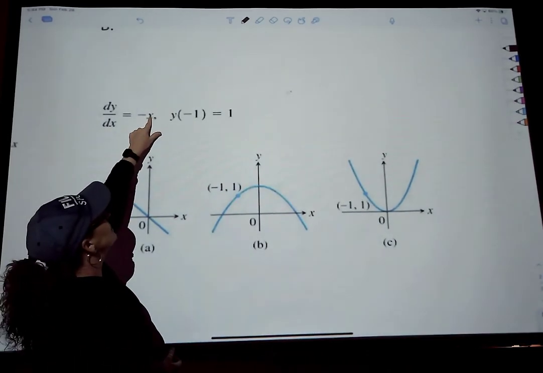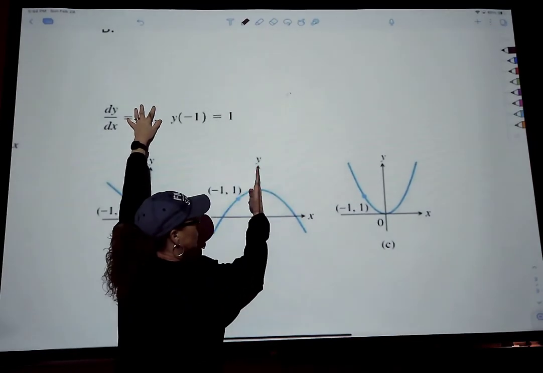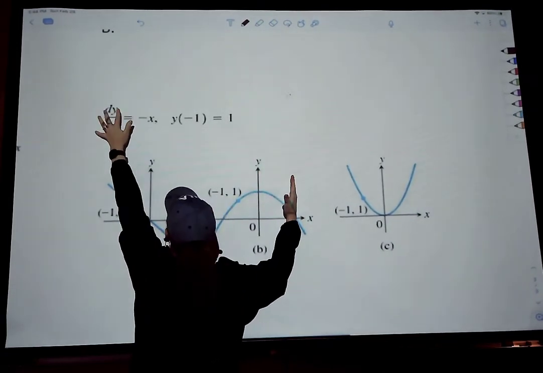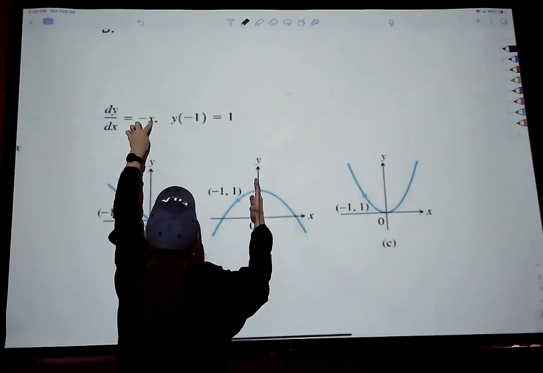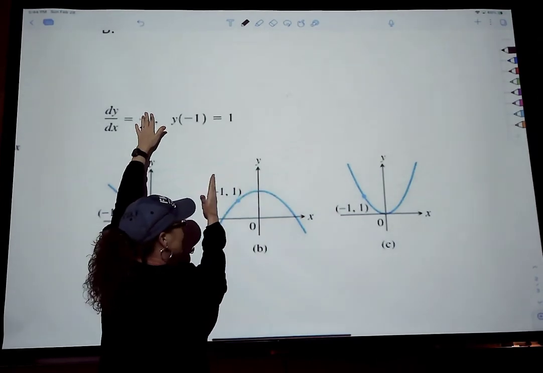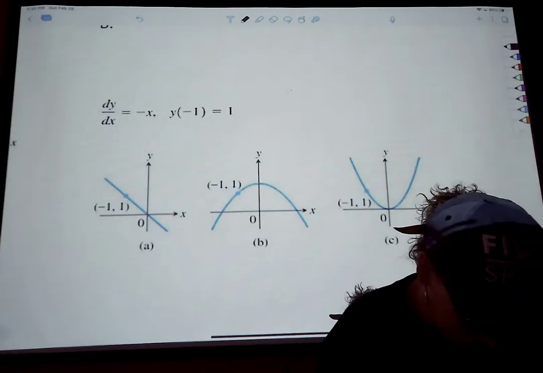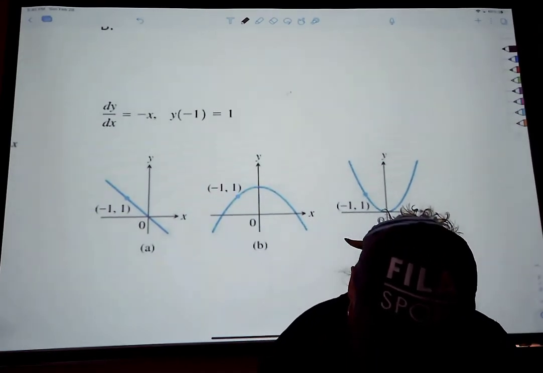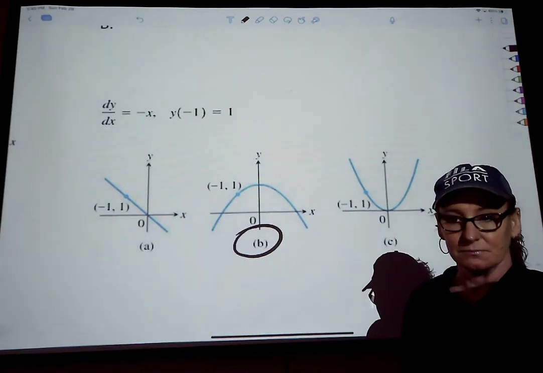When x is positive, the value of this is negative. When x is positive, the slope is negative. When x is negative, a negative in front of a negative makes a positive. When x is negative, the slope is positive. I think that one's B also. Almost there.